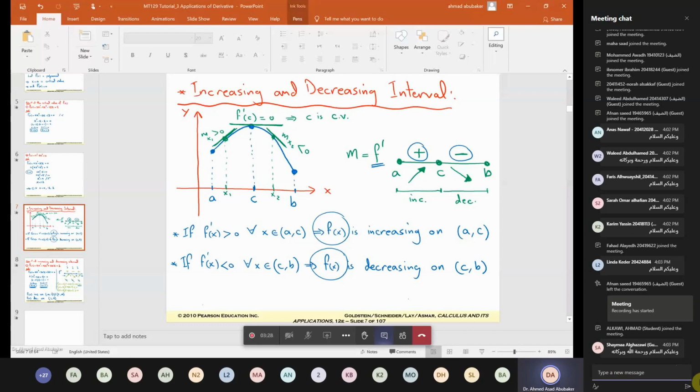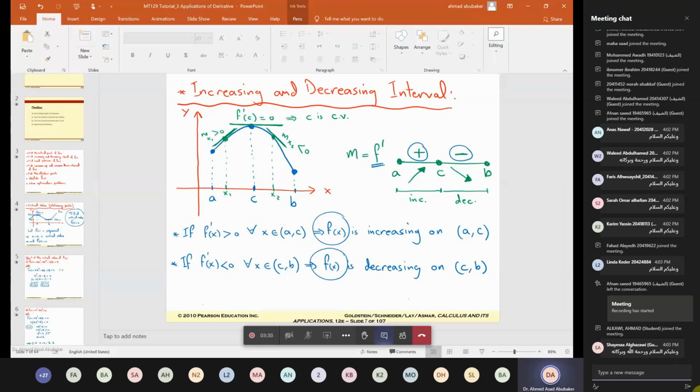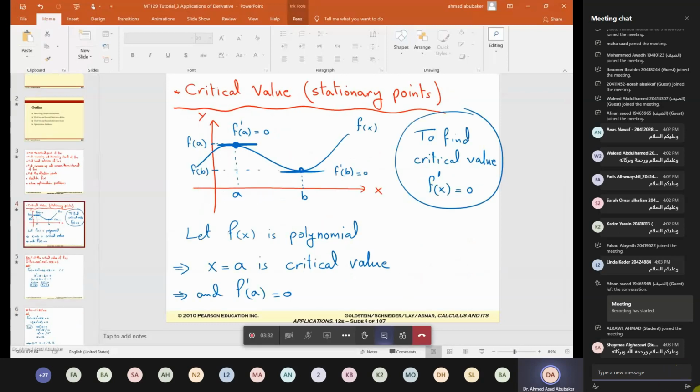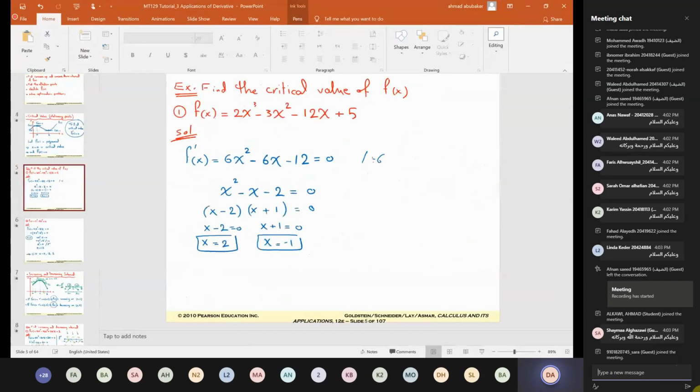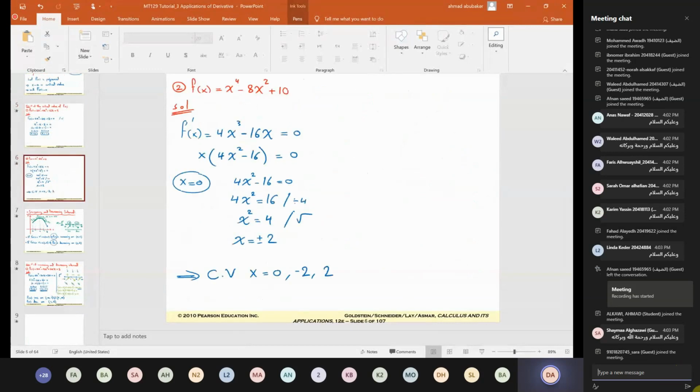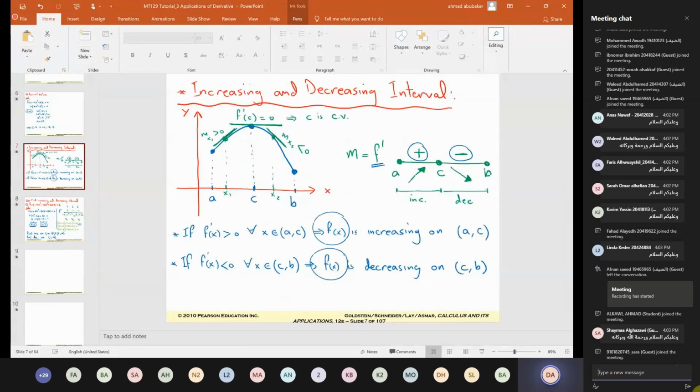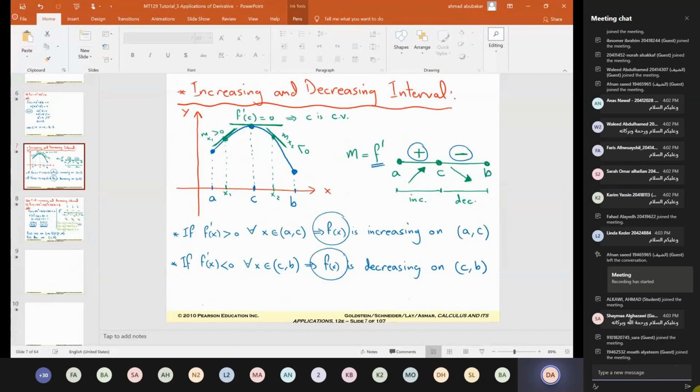And the first subject we already studied: how we can find the critical value for a polynomial function like this. And this is the second example. Also, we will start with increasing and decreasing intervals. How can we find the increasing and decreasing intervals?